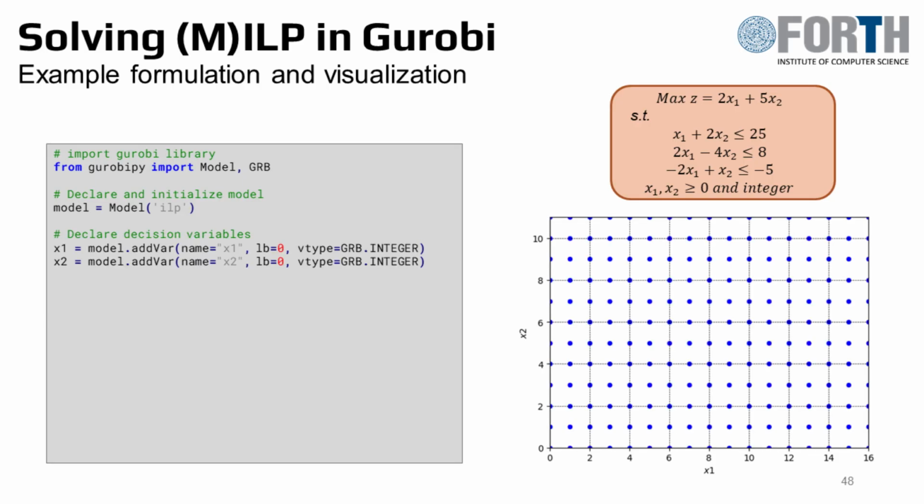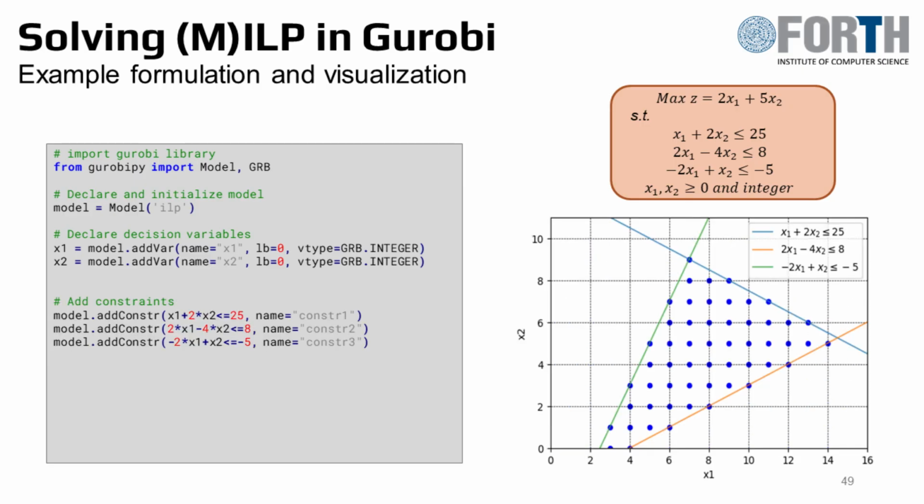Next, we declare the decision variables. Both x1 and x2 are added as integer variables with lower bound 0. At this point, the feasible region consists of all integer lattice points in the first quadrant. Graphically, you can see the integer grid appearing in the non-negative region. No constraints have yet been enforced, so all integer points with non-negative coordinates are currently feasible. This step highlights an important modeling concept. Integrality is enforced directly at the variable level.